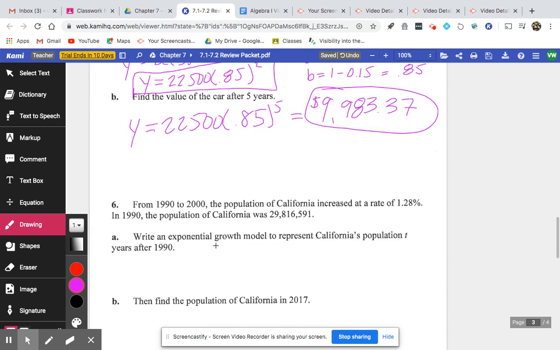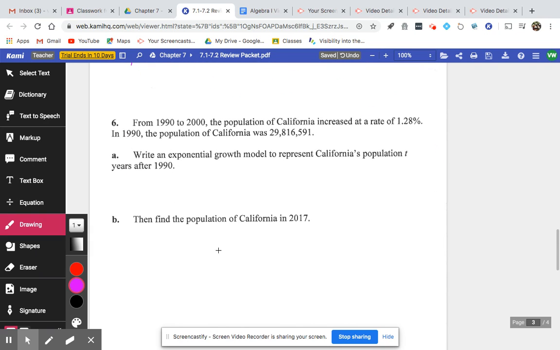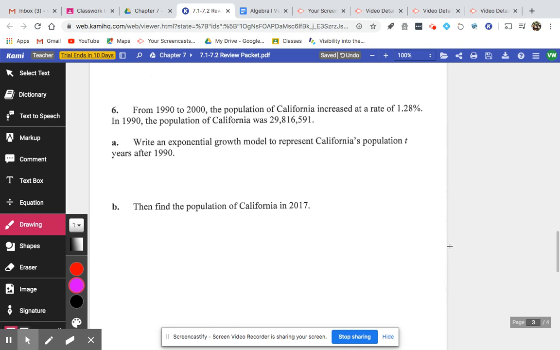Number 6. From 1990 to 2000, the population of California increased at a rate of 1.28%. In 1990, the population of California was 29,816,591. We want to write a growth model this time to represent California's population t years after 1990. Here, since it's growth, my b is equal to 1 plus r, but we're still going to use a times b to the x.